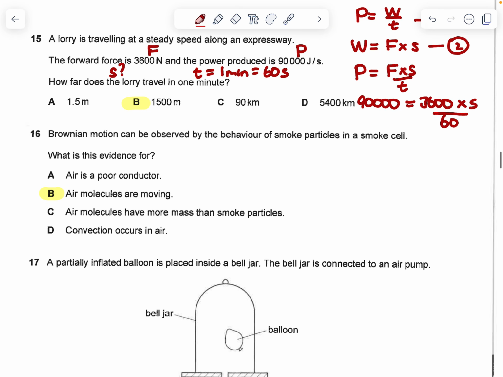Next, question 16. Brownian motion can be observed by the behavior of smoke particles in a smoke cell. What is this evidence for? So this does not show that air is a poor conductor of heat. It shows that air molecules are moving constantly and randomly. Air molecules do not have more mass than smoke particles. Convection occurs in air? No, it doesn't show the expansion of air becoming less dense and more dense.